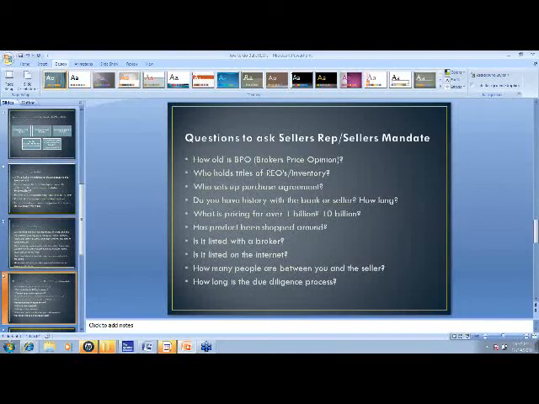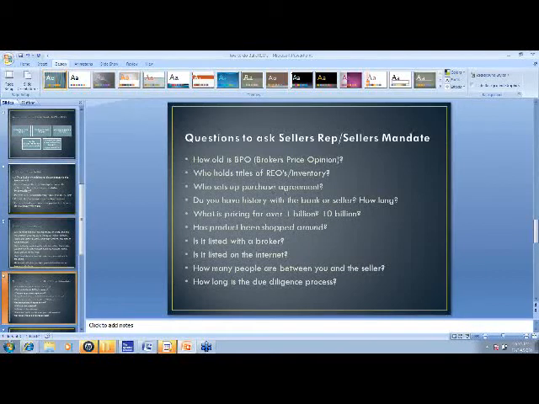And who holds title of the REOs or the inventory? So you want to know who actually has the title of it. The seller should have the title of it, but you want to ask them who actually holds the title. Who sets up the purchase agreement? Does the seller set it up, or does the buyer actually set it up?